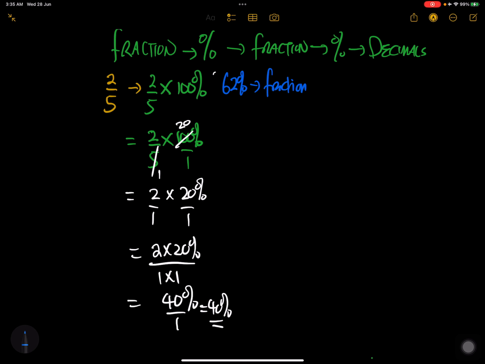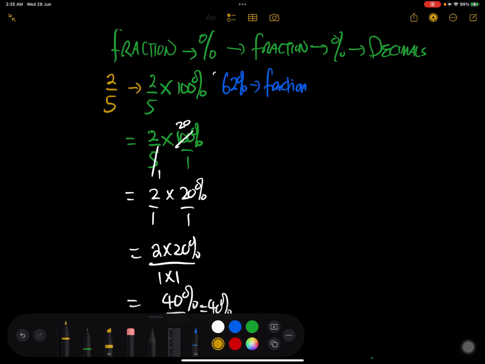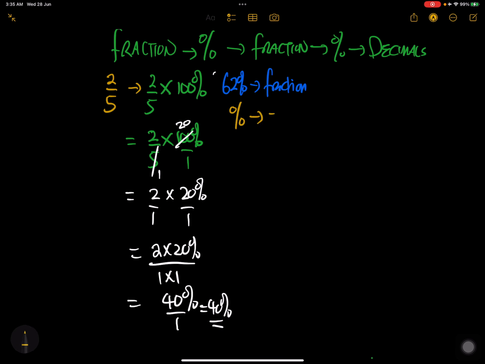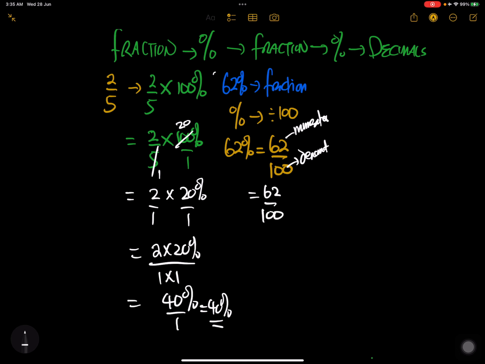What we are going to do is that we know that percentage means divided by 100. So it means that our 62% is the same as 62 divided by 100. This is the numerator, and then the denominator. All right, so now we just have to simplify. Is there a common factor between 62 and 100? Yes, there is. 2 goes into 62 31 times, and 2 goes into 100 50 times. So it gives us 31 over 50 as the fraction.